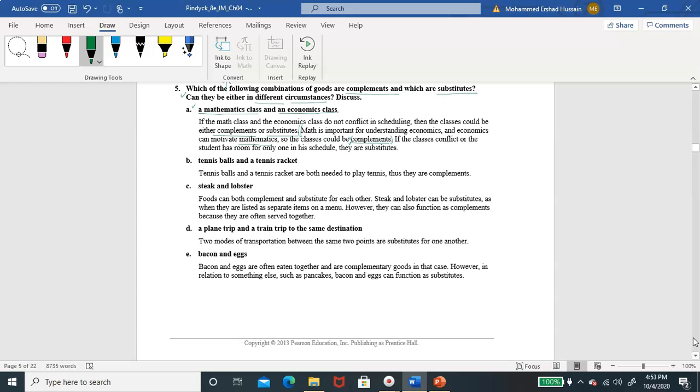Remember, complements are like a left shoe and a right shoe. You need the left shoe, and then you also need another one, the right shoe, to make a pair of shoes, right? Like DVD players and DVDs. If you have more DVD players, then you need more DVDs to play in them. So those are consumed together, complements, right? If the classes conflict or the student has room for only one in his schedule, then they are substitutes. They can be used one instead of the other. See, substitute. So it depends on the situation.